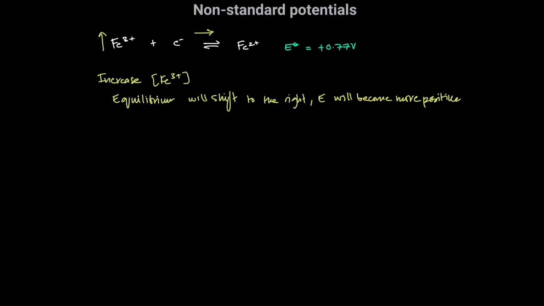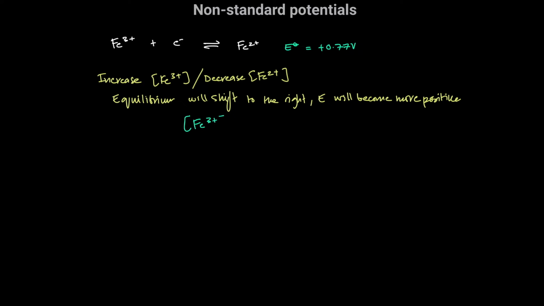Similarly, if I want to shift this equilibrium to the right, the other thing I can do is decrease the concentration of Fe2+. Again the equilibrium will shift to the right. That's Le Chatelier's principle. The equilibrium will move in a direction to oppose the change that is made to it, or to minimize the change. So I can make E more positive by either increasing the concentration of Fe3+ or by decreasing the concentration of Fe2+.